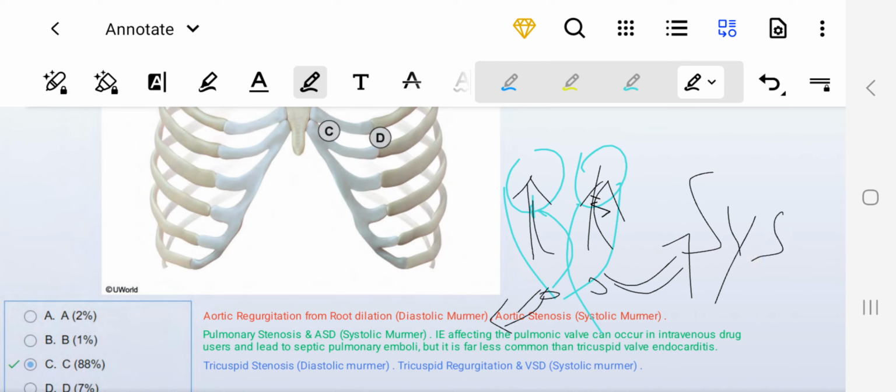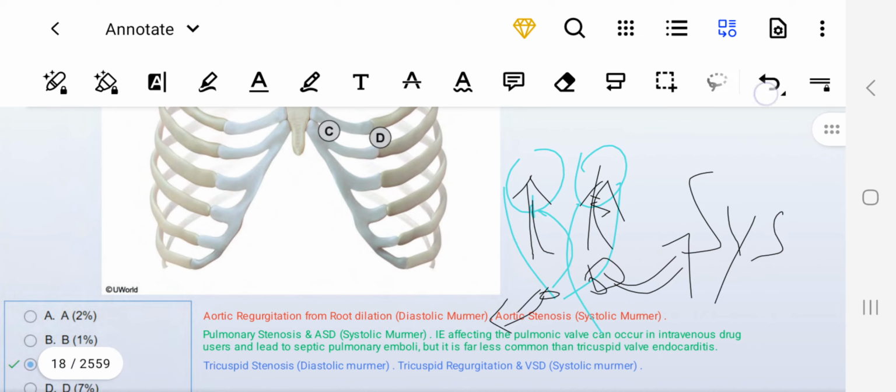But if there is regurgitation in the pulmonic valve, and with that in the aortic valve, that will produce a diastolic murmur. Now this is the opposite of the AV valves, that is atrioventricular valves. You shouldn't forget this thing.